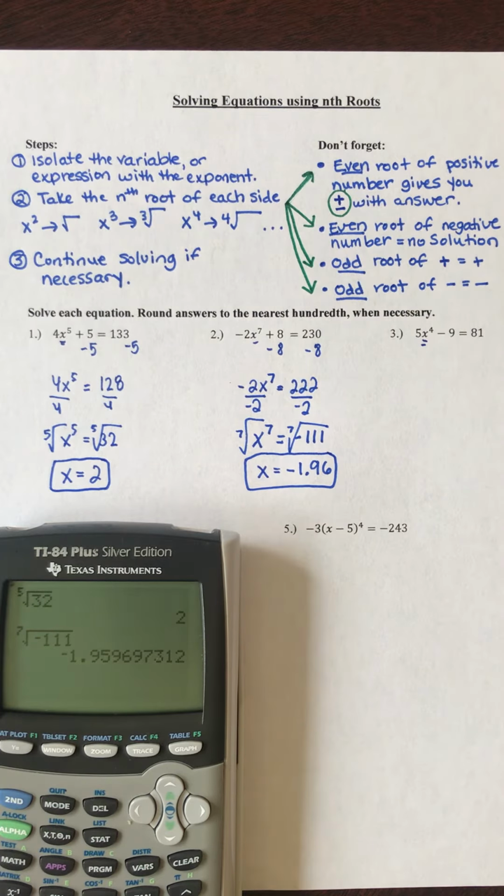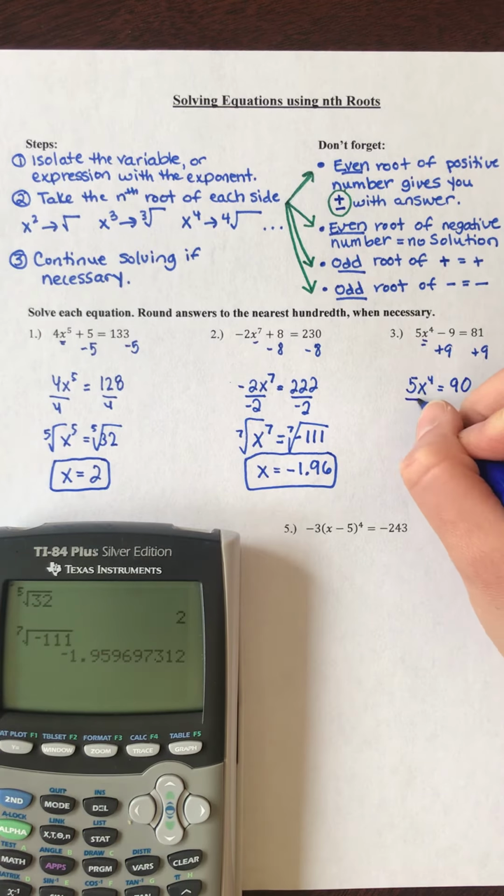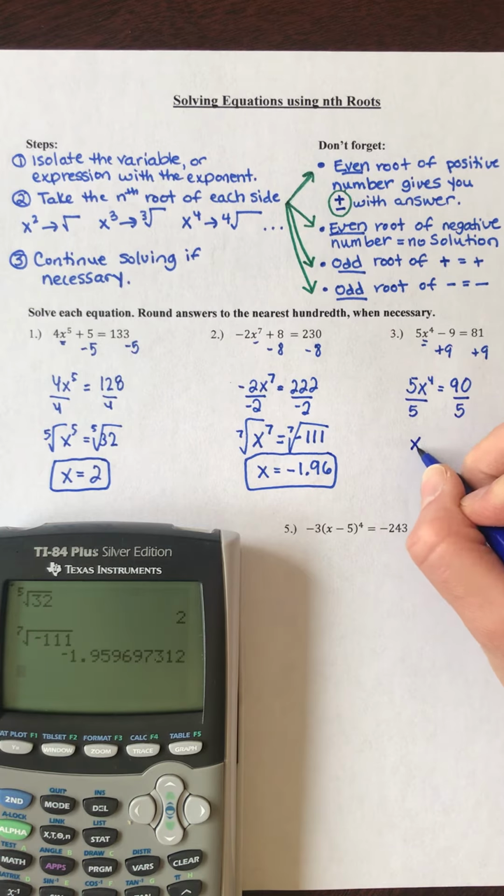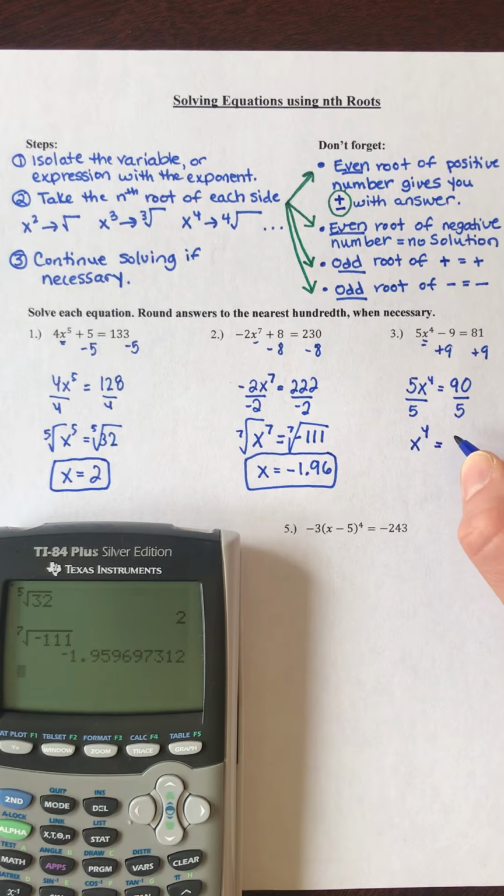I want to isolate x to the 4th. So I want to add 9 first. So I get 5x to the 4th is equal to 90. Don't do anything with x to the 4th yet. You want to divide by 5 first. Okay, so I'm going to divide by 5, and I get x to the 4th is equal to 18.